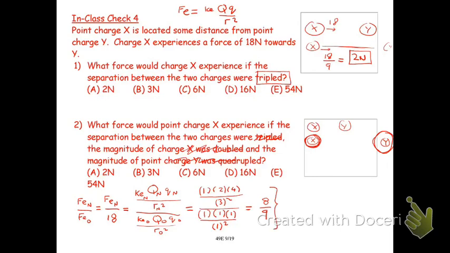But in fact, we've got to go all the way back here and say, oh yeah, FE new over 18 equals 8 over 9. So FE new is equal to 8 times 18 over 9. So that's going to equal 16. 16 newtons. Yep.